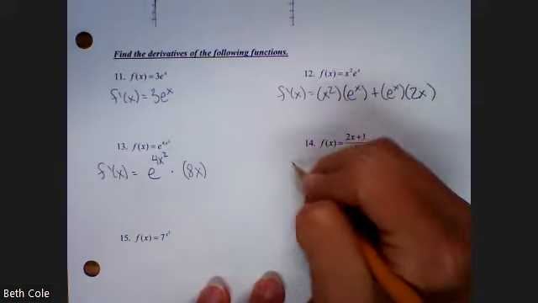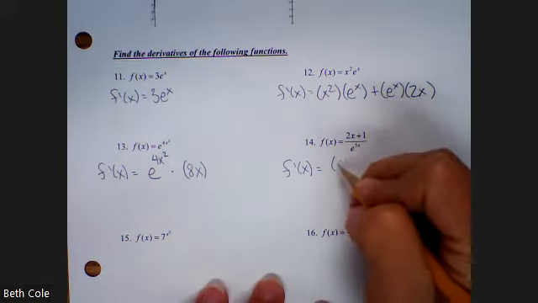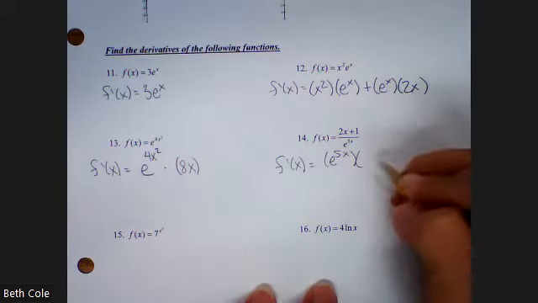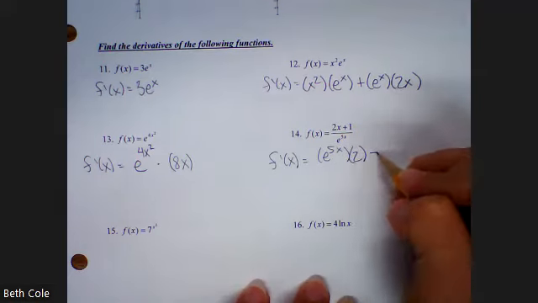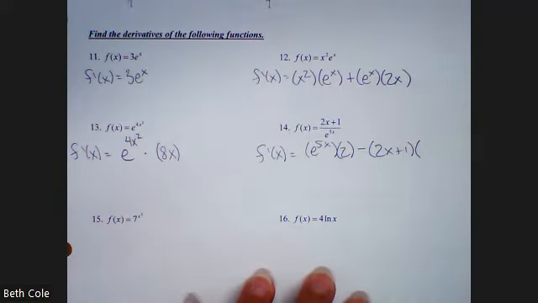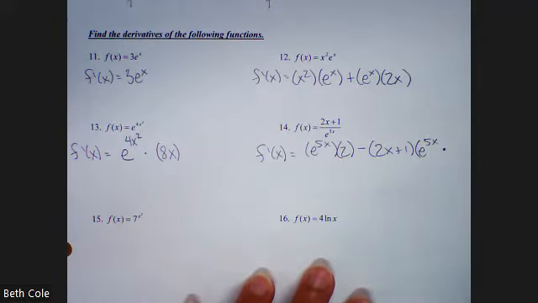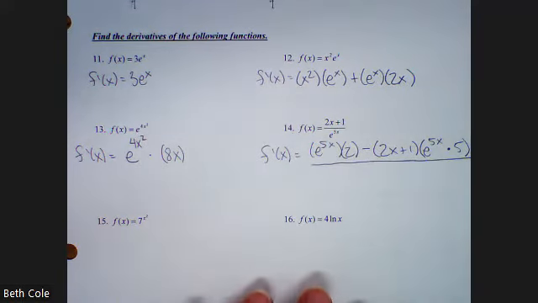All right, this one is quotient rule. So it is the denominator times the derivative of the numerator, which would be what? What's the derivative of the top? 2, perfect. Minus the numerator times the derivative of the denominator. It will be itself times what? 5, good. Derivative of 5x would just be 5, over the denominator squared.